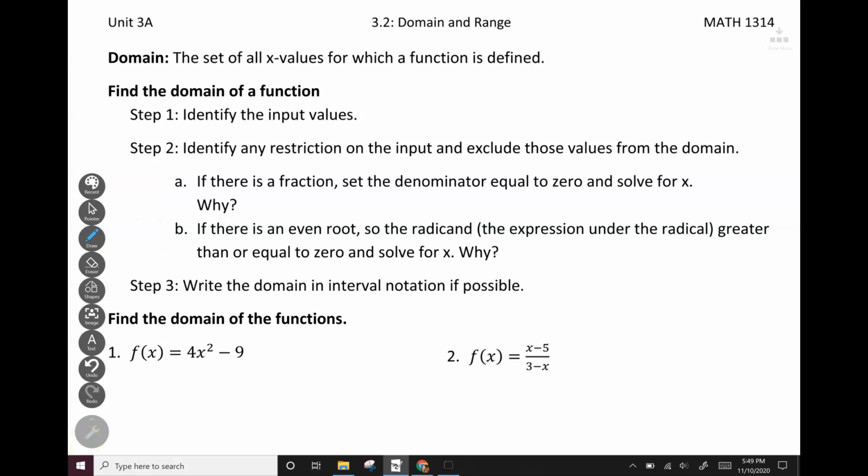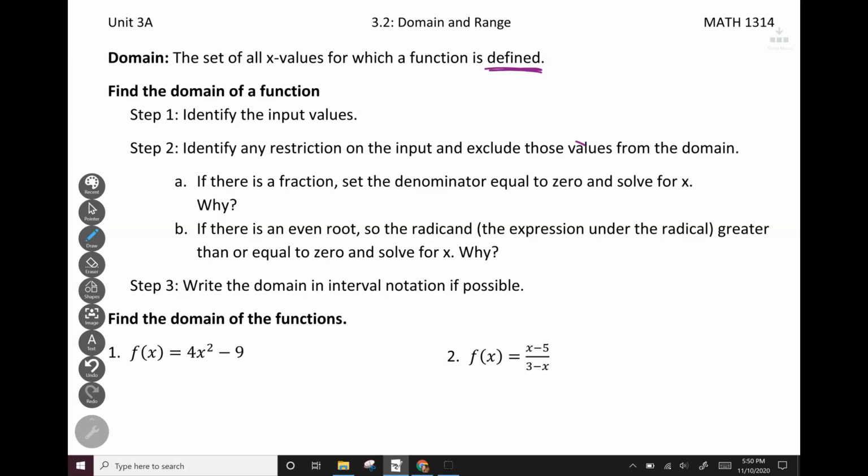Hey guys, this is 3.2 part 1. We're going to be looking at domain and range of functions. So as you know, the domain is talking about the x values of a function. Specifically, it's going to be the x values for which the function is defined.